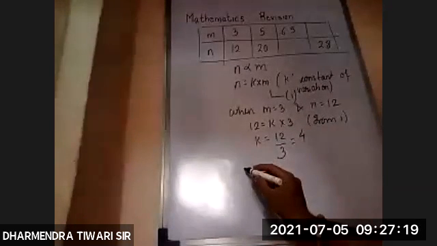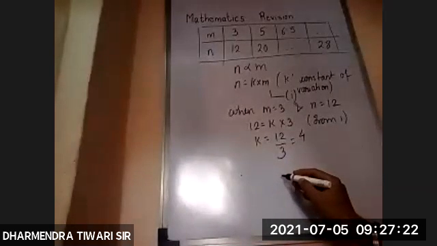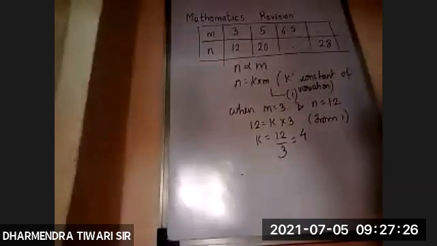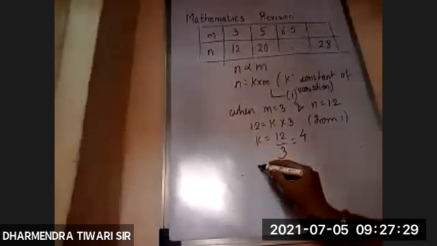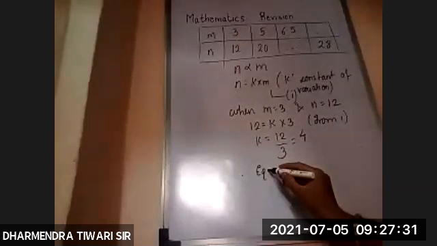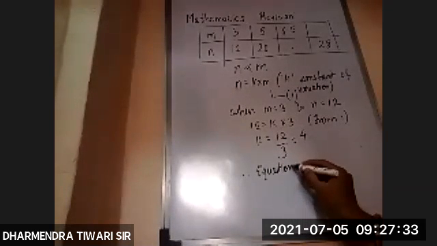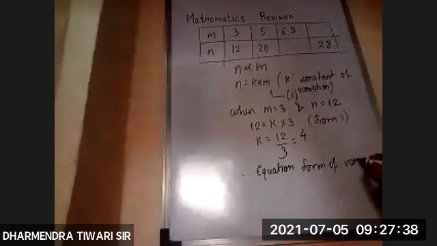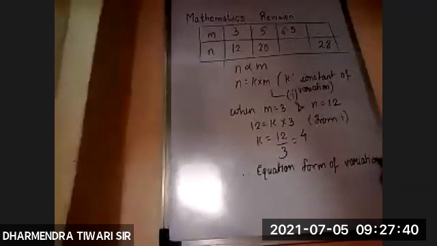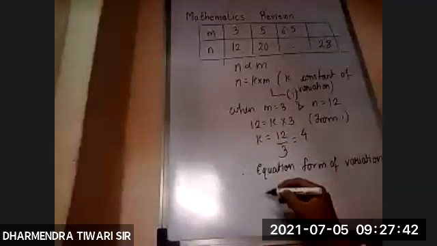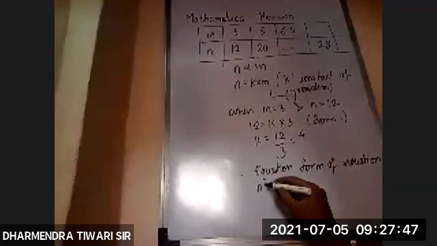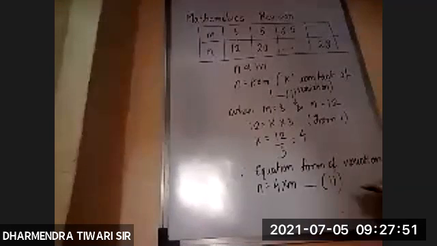Therefore, the equation of variation, or you can say the equation form of variation, is N equals 4 into M. This is equation 2.